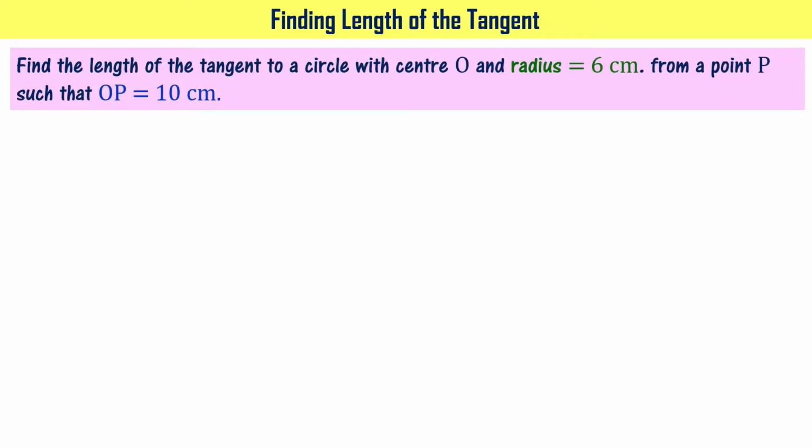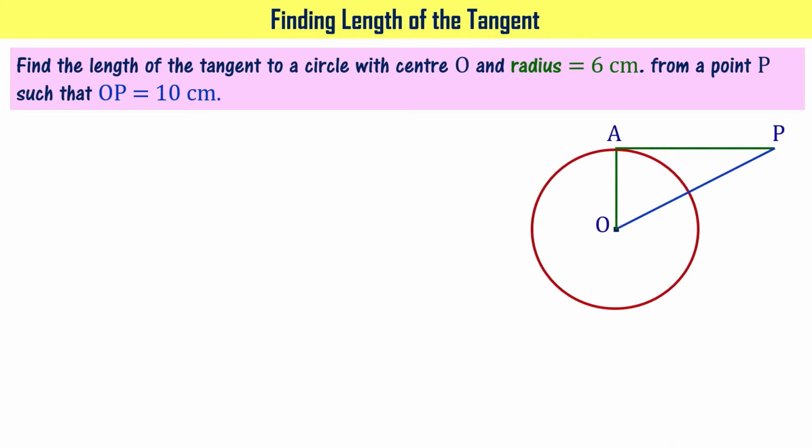Find the length of the tangent to a circle with center O and radius equal to 6 centimeters from a point P such that OP equal to 10 centimeters. When you draw a figure for this statement, the figure looks like this. O is the center of the circle. Radius is 6 centimeters, that is OA. And P is the external point. And OP is given, that is 10 centimeters, right? And AP is the tangent.